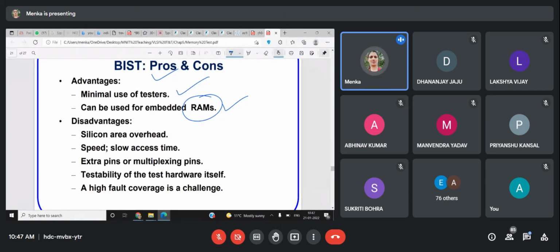Disadvantages, of course, are the silicon area overhead, the speed and slow access time, and extra pins and multiplexing are needed. Testability of the test hardware itself is also needed. High fault coverage is also a challenge. So those are the BIST advantages and disadvantages. The disadvantages are more like whatever the normal operations were for the memory as well.